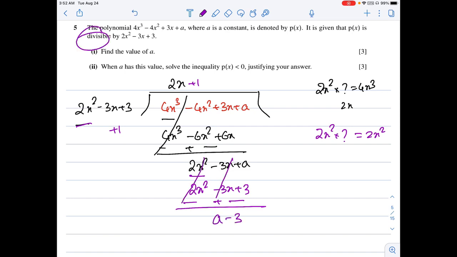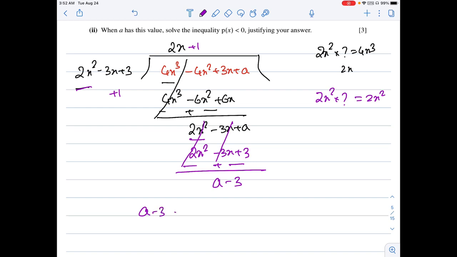Because we know that it is divisible, the remainder should be equal to 0. So a minus 3 is equal to 0, which means a is equal to 3. That is the answer for the first part. When a has this value, solve the inequality p of x is less than 0.